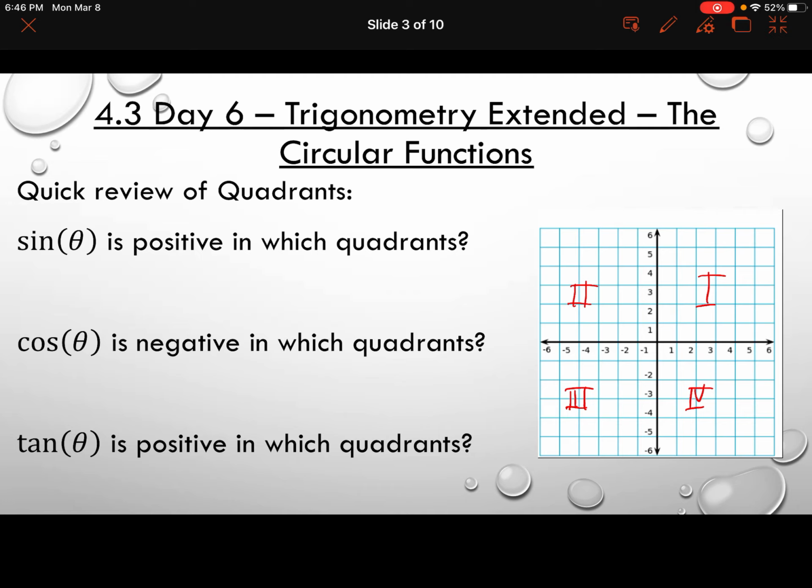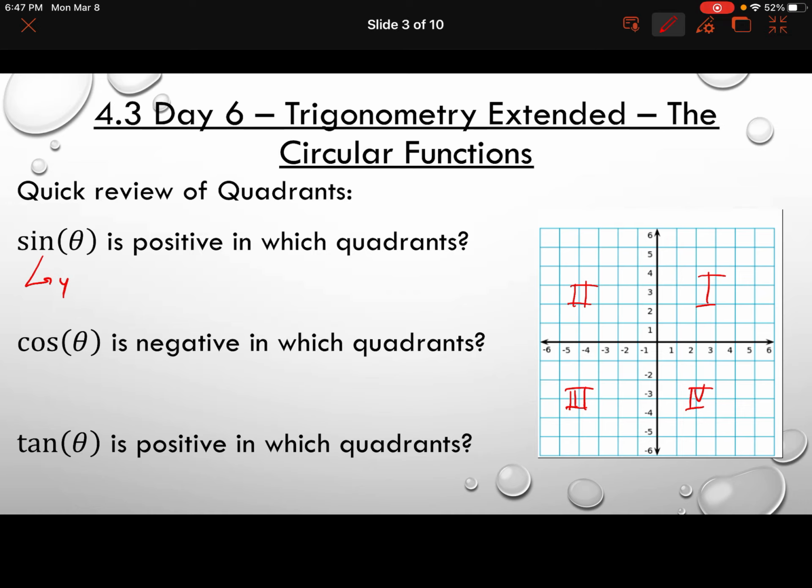So we're gonna do a quick recap for each of these questions using these quadrants. So let's see, sine of theta is positive in which quadrants? Well, we know that sine of theta, at least in terms of the unit circle, is equal to y, right? So, in other words, this question is asking, in which quadrants is the y value positive?